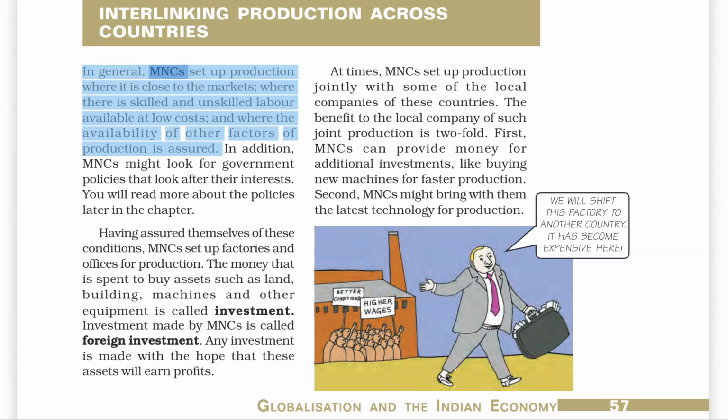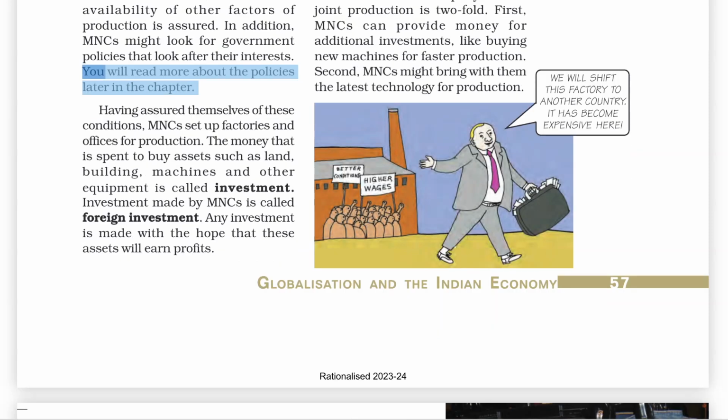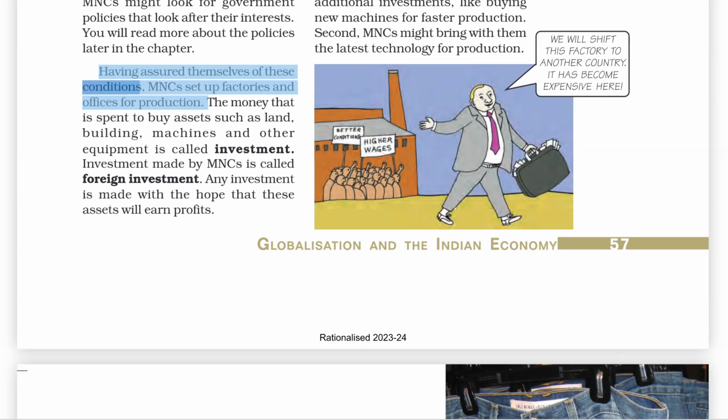In general, MNCs set up production where it is close to the markets, where there is skilled and unskilled labor available at low costs, and where the availability of other factors of production is assured. In addition, MNCs might look for government policies that look after their interests. You will read more about the policies later in the chapter. Having assured themselves of these conditions, MNCs set up factories and offices for production.